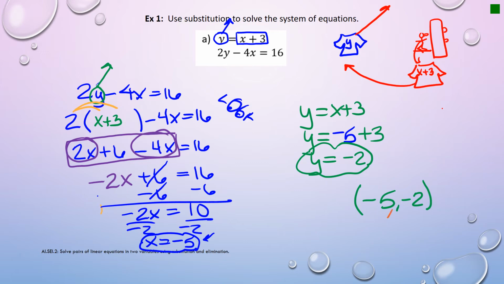Sorry. So these are the x's, these are the y's. I'm going to substitute that back in. So if I do y equals x plus 3, I would say negative 2 equals negative 5 plus 3. This is the side I have to do arithmetic on. That equals negative 2. Do they work?